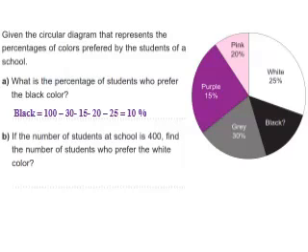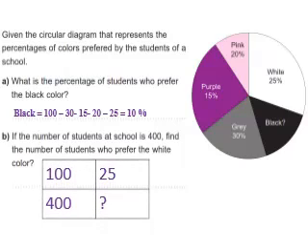Okay, so if the number of students is 400, find the number of students who prefer the white color. So now they gave us that the number of students is 400. So I just draw a small table and I say that 100% represents 400 students. Then 25%, which prefer the white, how many students are they? Or how much do they represent?